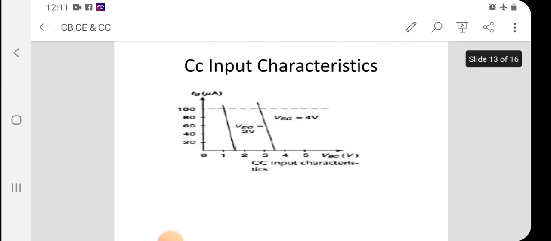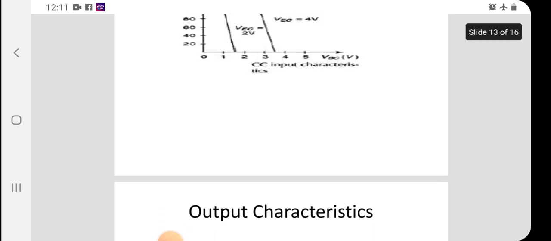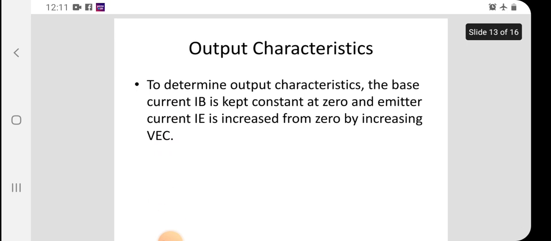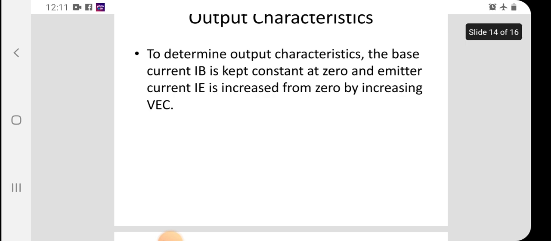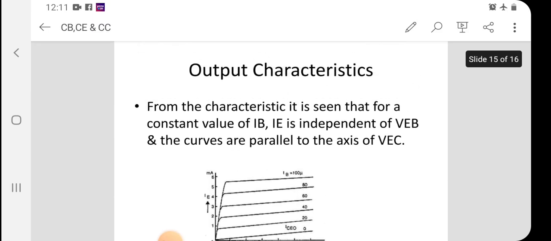In the input characteristics you can find that your base collector voltage is on the x-axis and your base current is on the y-axis, and you are keeping your emitter collector voltage constant, with respect to 2 volts and 4 volts. The last one we shall see is the output characteristics. To determine the output characteristics, the base current is kept constant and the emitter current is increased from 0 by increasing the collector emitter voltage. So you have the graph for output characteristics.